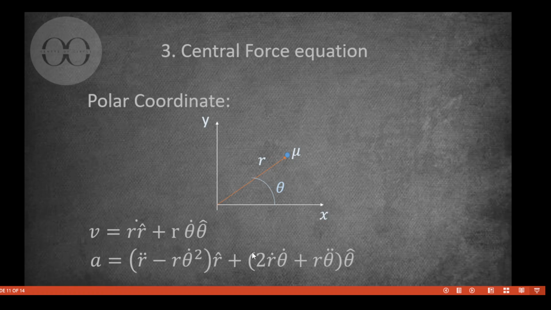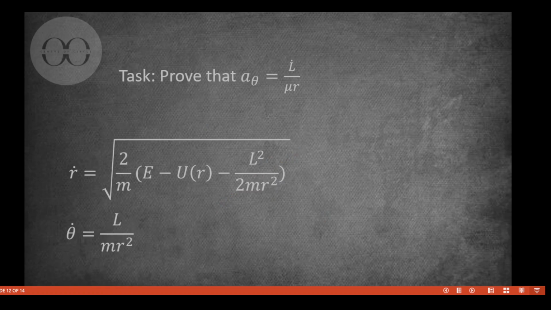So we are interested in the radial component of our acceleration vector. In the next slides, we will be working with this part of the equation, which is r double dot minus r theta dot squared. So we are moving into our next slide.